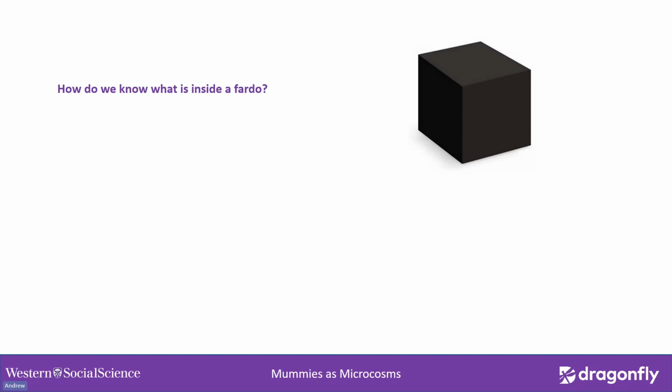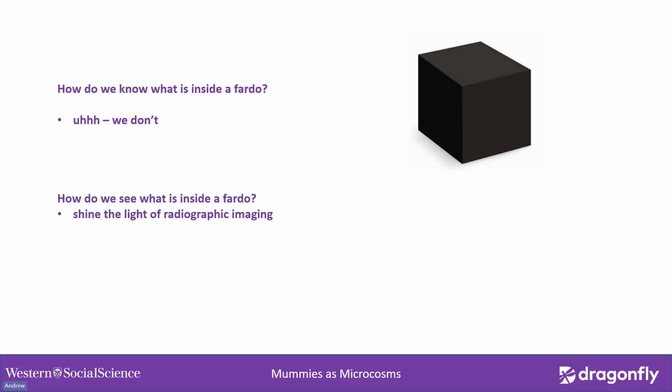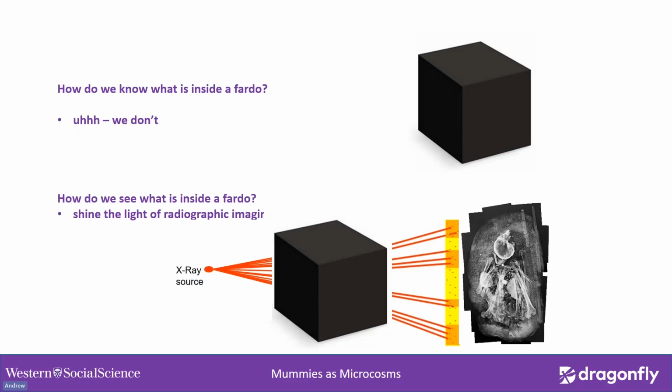How do we know what's inside a fardo? The answer is we actually don't at the beginning, which is a lot of the way archaeology works. When we start excavating a site, we don't know what's going to be under the ground. And so what we do in terms of the fardos is we use radiographic imaging. In this case, we're using an X-ray, but we also use CT, and that's where Dragonfly as a visualization tool comes in.